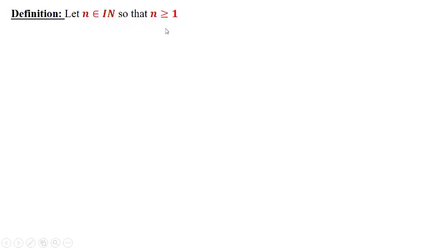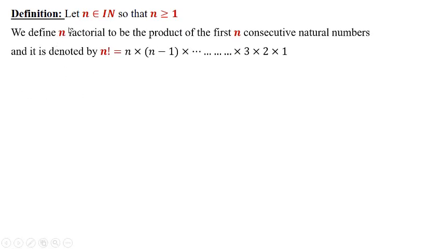Let's start with a new slide. Let n be a number such that n is greater than or equal to 1. We define n factorial to be the product of the first n consecutive natural numbers, and it is denoted by n factorial. This symbol or notation is called factorial. What is the value of n factorial? It is just n multiplied by n minus 1, multiplied and so on by 3 by 2 by 1. Without writing this product each time, it is abbreviated as n factorial. By convention, 0 factorial equals 1 and 1 factorial equals 1.